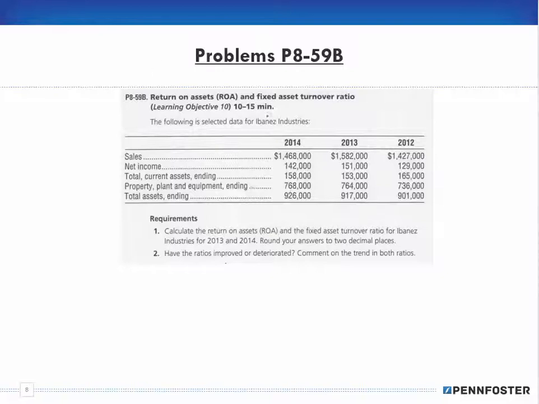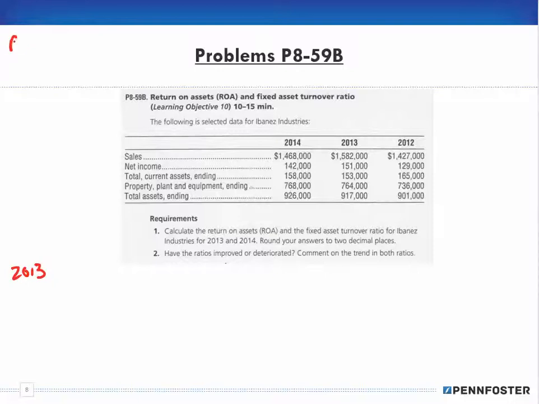It says here, the following is selected data for Ibanez Industries for 2012, 13, and 14. It says calculate the return on assets and the fixed asset turnover ratio for 2013 and 2014. Round your answers to two decimal places. Then it says, have the ratios improved or deteriorated? Comment on the trend in both ratios. Okay, so let's work on 2013 first.